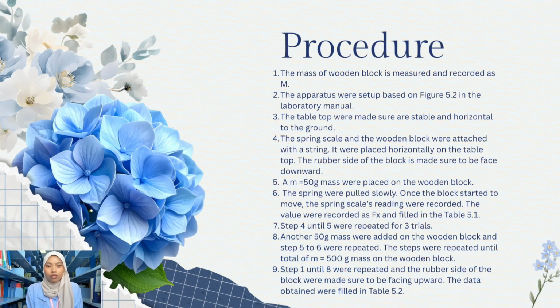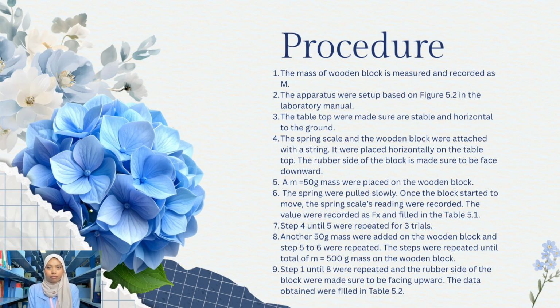So now, let's look at the procedure. First, the mass of the wooden block is measured and recorded as M. Second, the apparatus was set up based on figure 5.2 in the laboratory manual. Third, the tabletop was made sure to be stable and horizontal to the ground. Fourth, the spring scale and the wooden block were attached with a string and placed horizontally on the tabletop. The rubber side of the block is made sure to be facing downward.